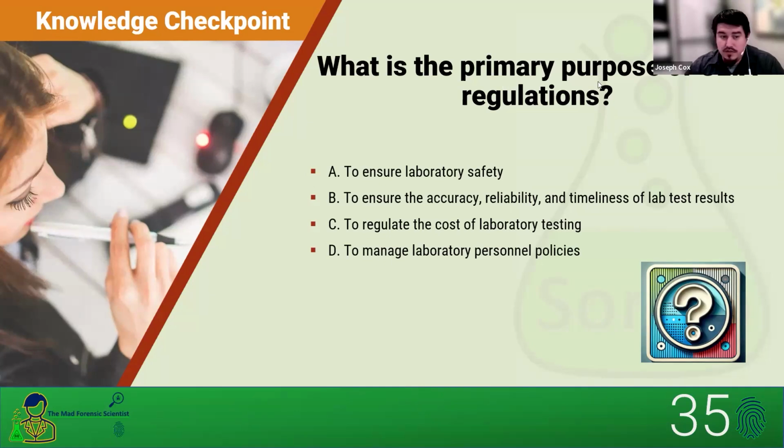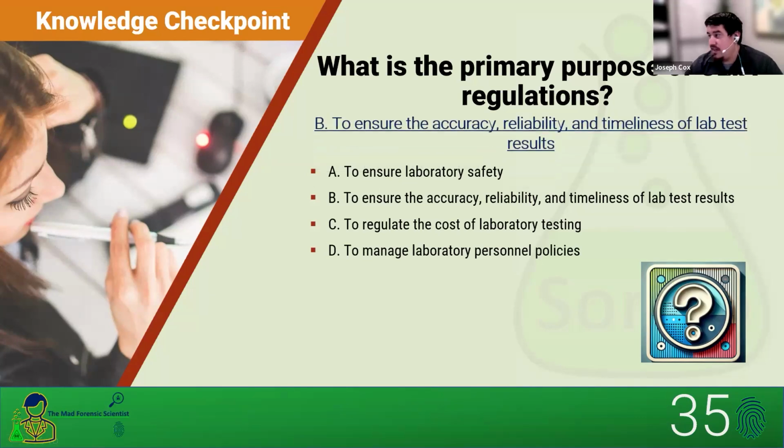So what is the primary purpose of CLIA regulations? To ensure laboratory safety, to ensure accuracy, reliability, and timeliness of lab results, to regulate the cost of laboratory testing, or to manage laboratory personnel policies. And it is B, to ensure the accuracy, reliability, and timeliness of lab test results. All right, next one.